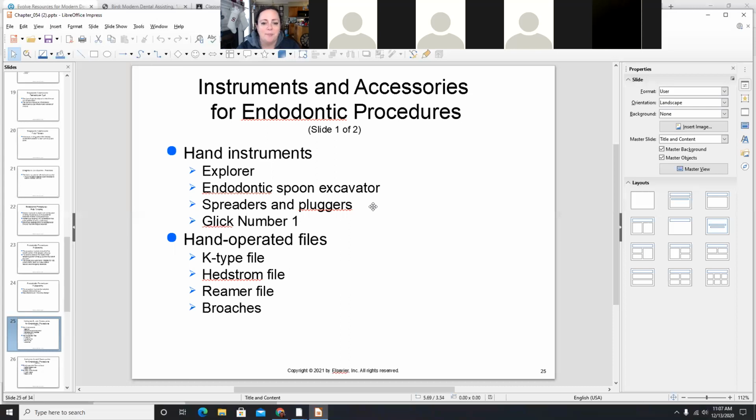Okay. Spreaders and pluggers. These are going to be for what? A plugger is almost the same as a condenser. So what are we condensing in endodontics? Gutta percha. Okay. So the plugger and spreader are going to be to spread and plug the gutta percha into the root canal. And then a Glick number one, we'll look at that instrument as well. Okay. Hand operated files. We have K-type files. Those are hand files.